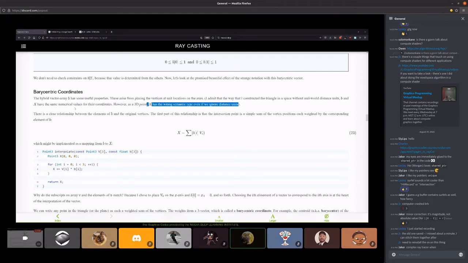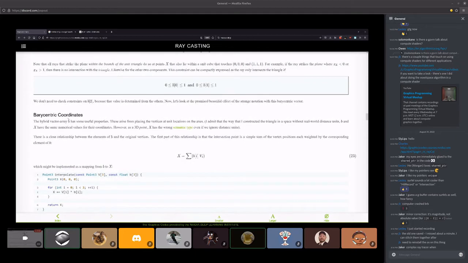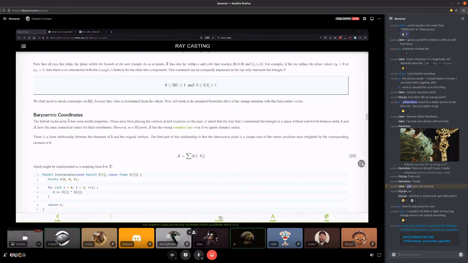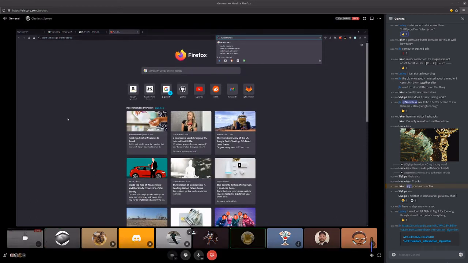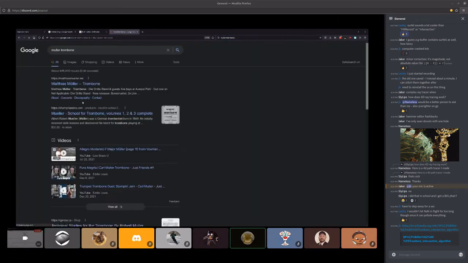Did they say which intersection algorithm this was? This is the ray triangle intersection. Okay, yeah, because there's one called Möller-Trumbore that this one's kind of nice. It's the one that you copy paste. Yeah, yeah, yeah.